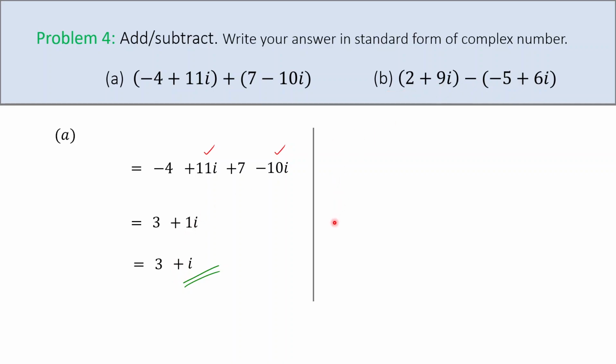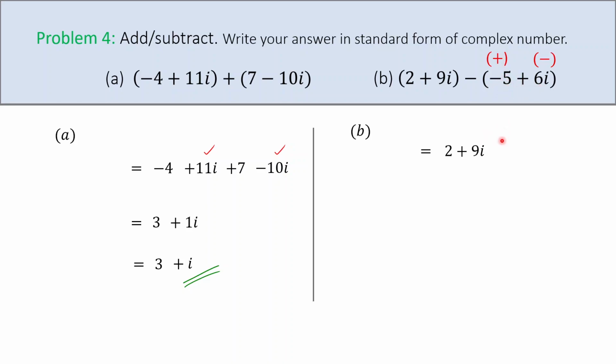Now this one. Here you have these parentheses. Before this, there is nothing, so you can just remove these parentheses. So write this: 2 plus 9i. Here you have these parentheses. Before this, there is a minus sign. So when removing these parentheses, you need to change the sign. This becomes plus, this becomes minus.